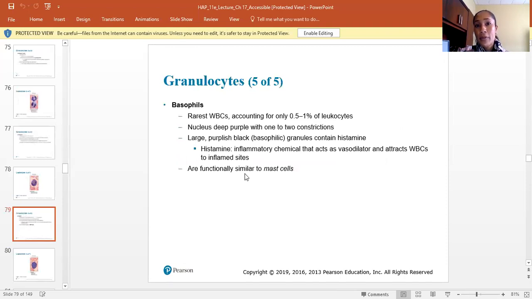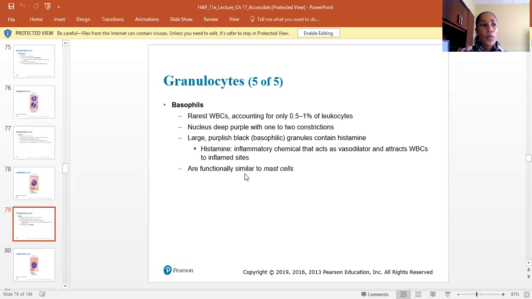Basophils are the rarest type of white blood cell that we have in our bodies. They function similarly to mast cells. Remember from A&P 1, mast cells release chemicals to initiate an inflammatory response. And they contain histamine, which aids in releasing these chemicals to cause inflammation.